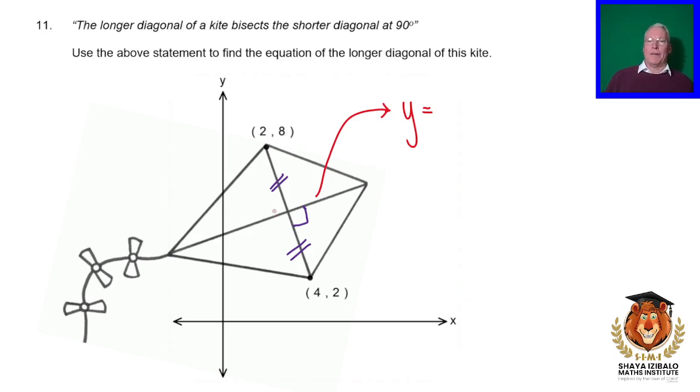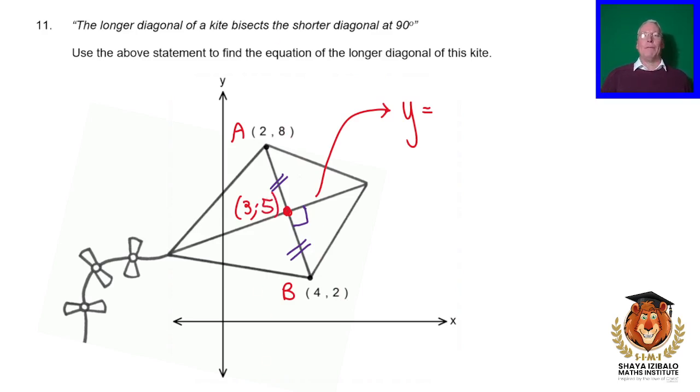Okay, so the first thing, let's label these points that might be helpful. The first thing we can do is find the midpoint of AB. And remember there are two ways of doing this. We could either use the formula, and the formula says add the x values and divide by 2. 2 plus 4 is 6, divide by 2 is 3, and add the y values. 8 plus 2 is 10, divide by 2 is 5.